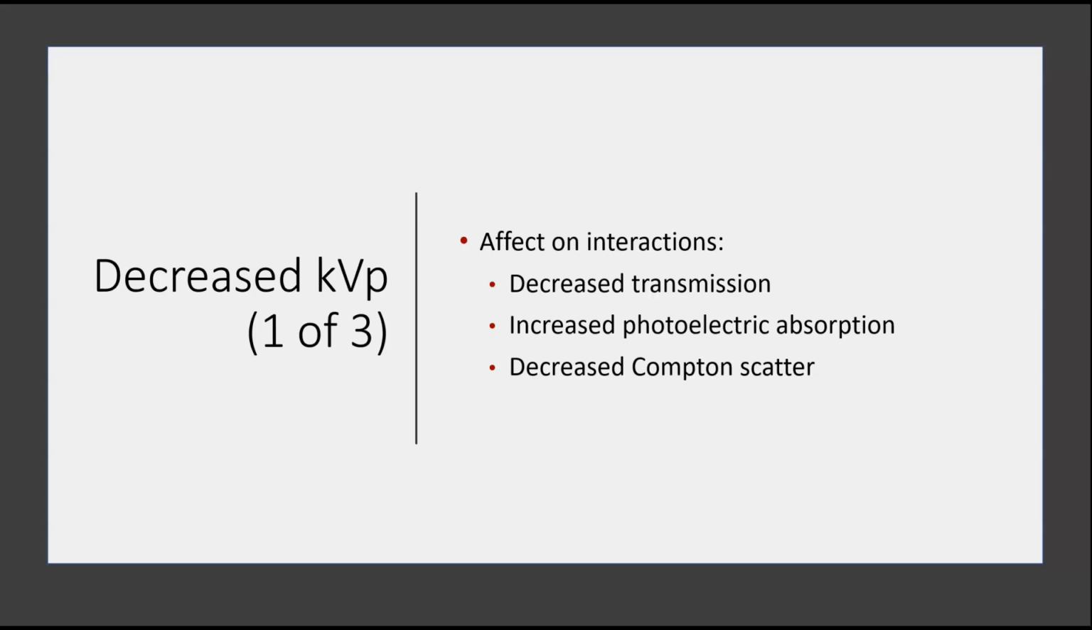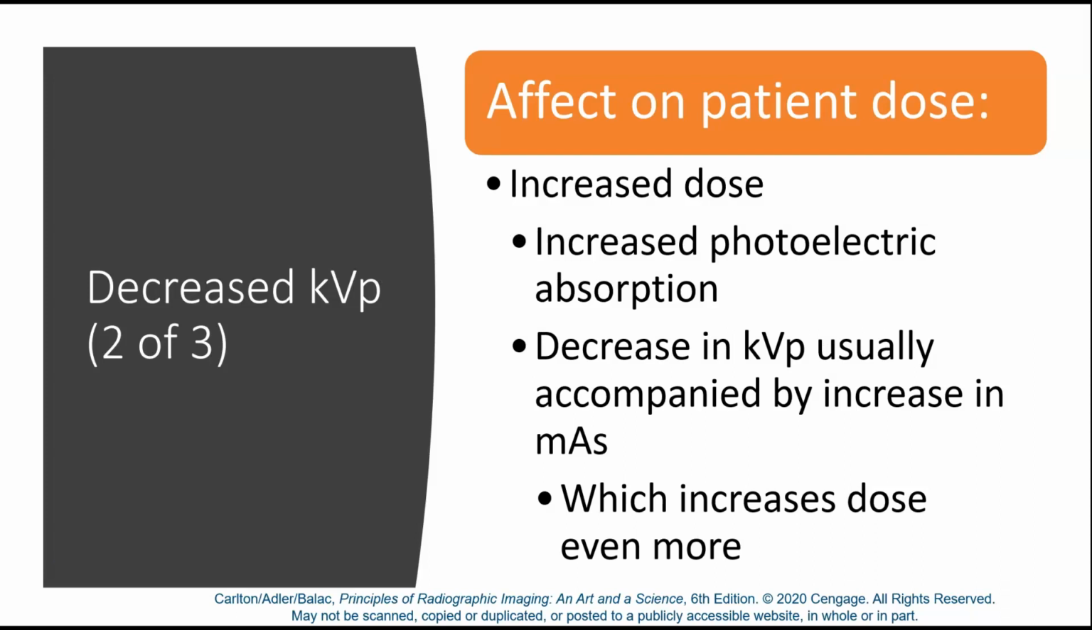If we decrease our kVp, we're decreasing the transmission, which means we are increasing our photoelectric absorption. We are also decreasing our Compton scatter. So what's happening here is we're increasing the patient dose, but we're decreasing our Compton. So where are we at, and what are we trying to do? We're trying to find the happy medium, okay? So if we decrease our kVp, we increase the patient dose by increasing the photoelectric absorption. Decreasing kVp usually is accompanied by an increase in mAs. So if we decrease our kVp, we need to kick up our mAs, all right?